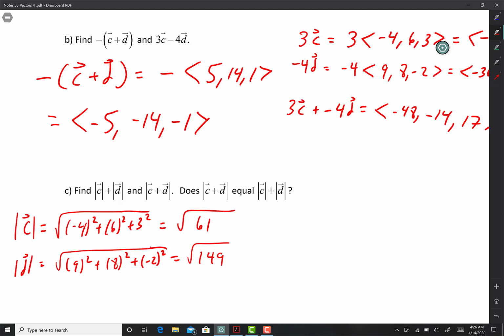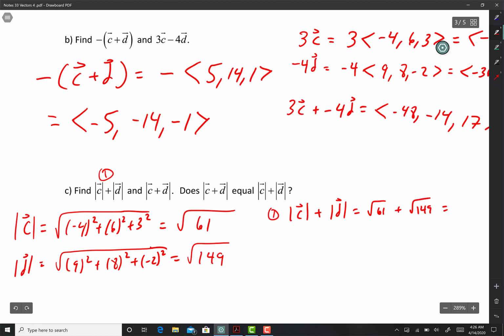And yeah, let's just leave it like that, square root of 149. Okay, so to answer the first one, I'm going to put number 1. So number 1, C plus D is just square root of 61 plus square root of 149, and that's some number. You can leave it like that, guys.